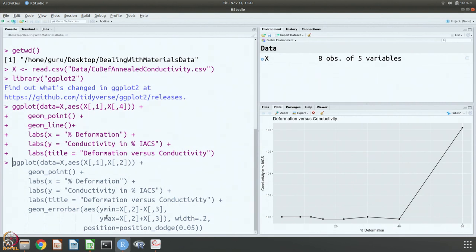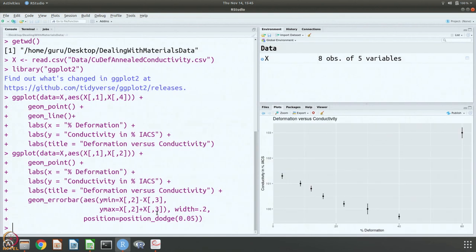And what is the error bar? So we are going to take the standard deviation plus or minus about the mean, right? And so that is what we have done here, and let us look at the plot.